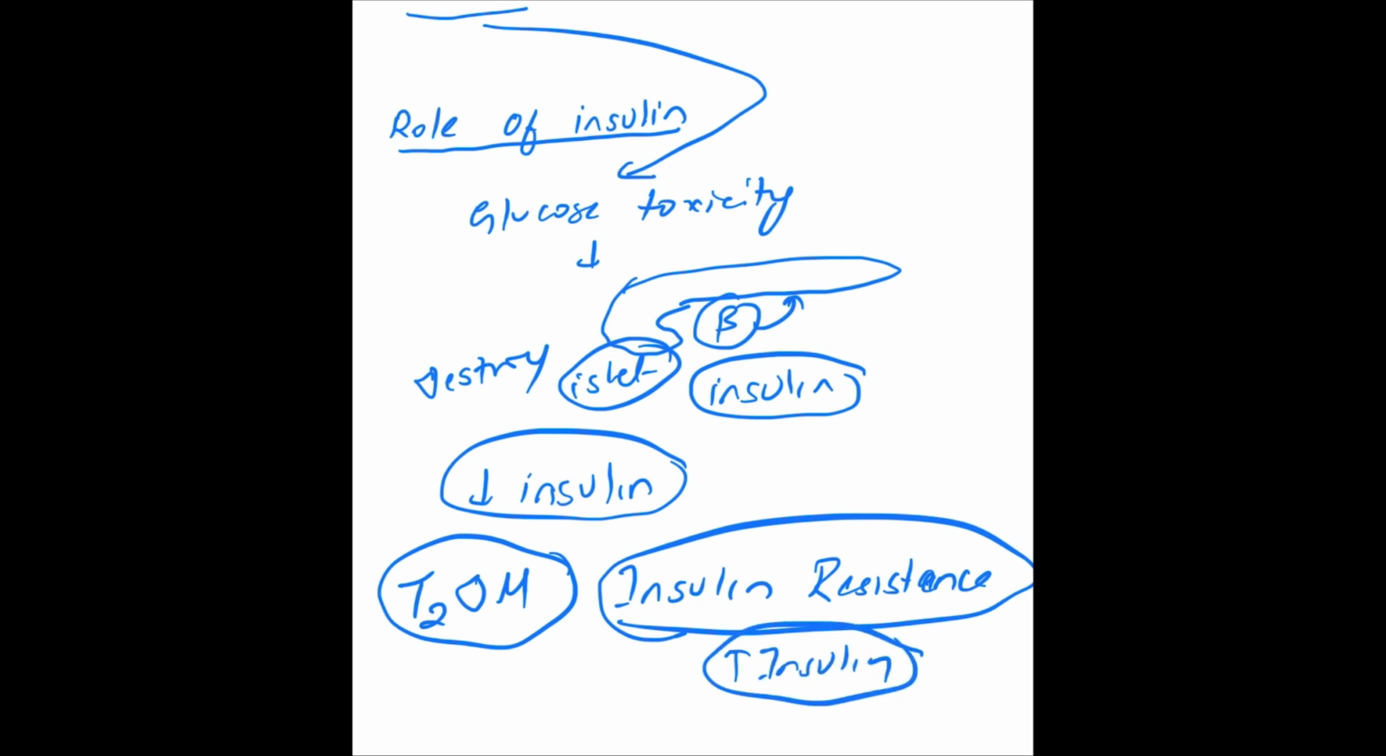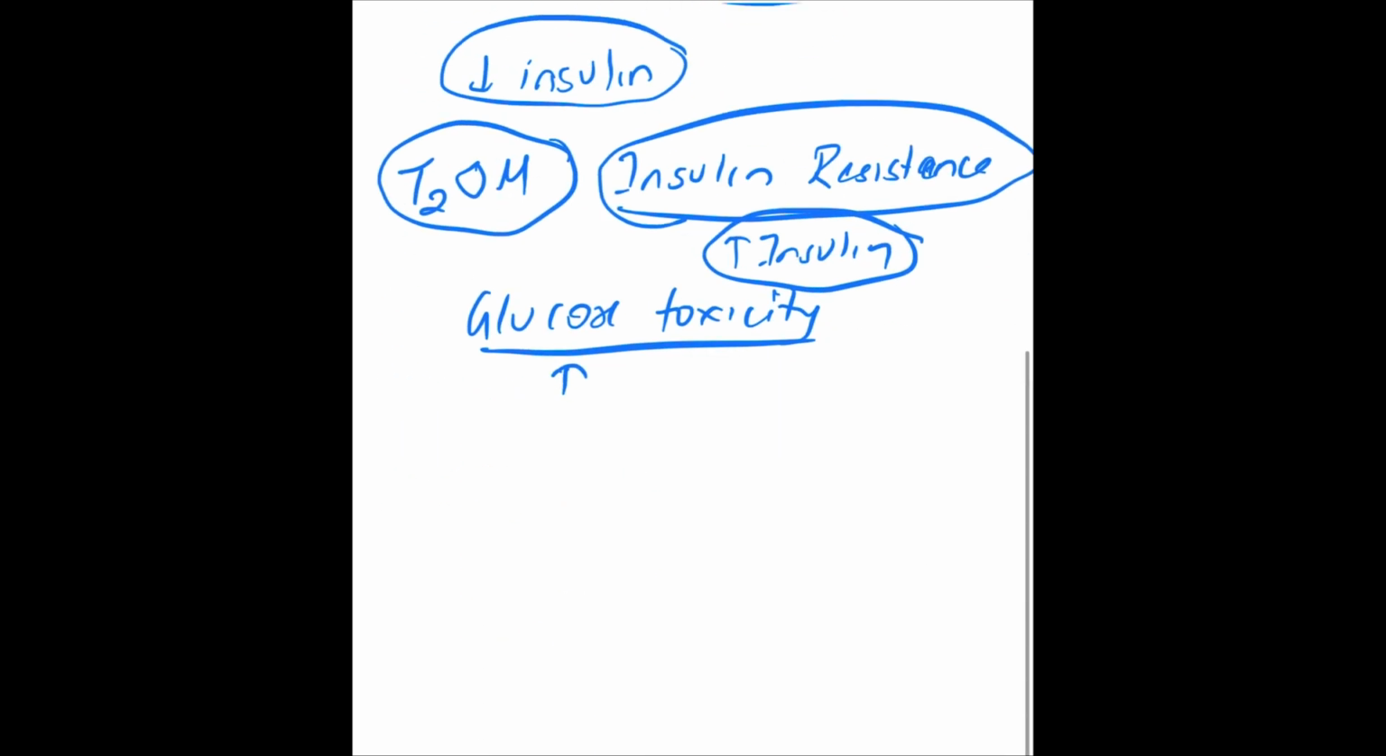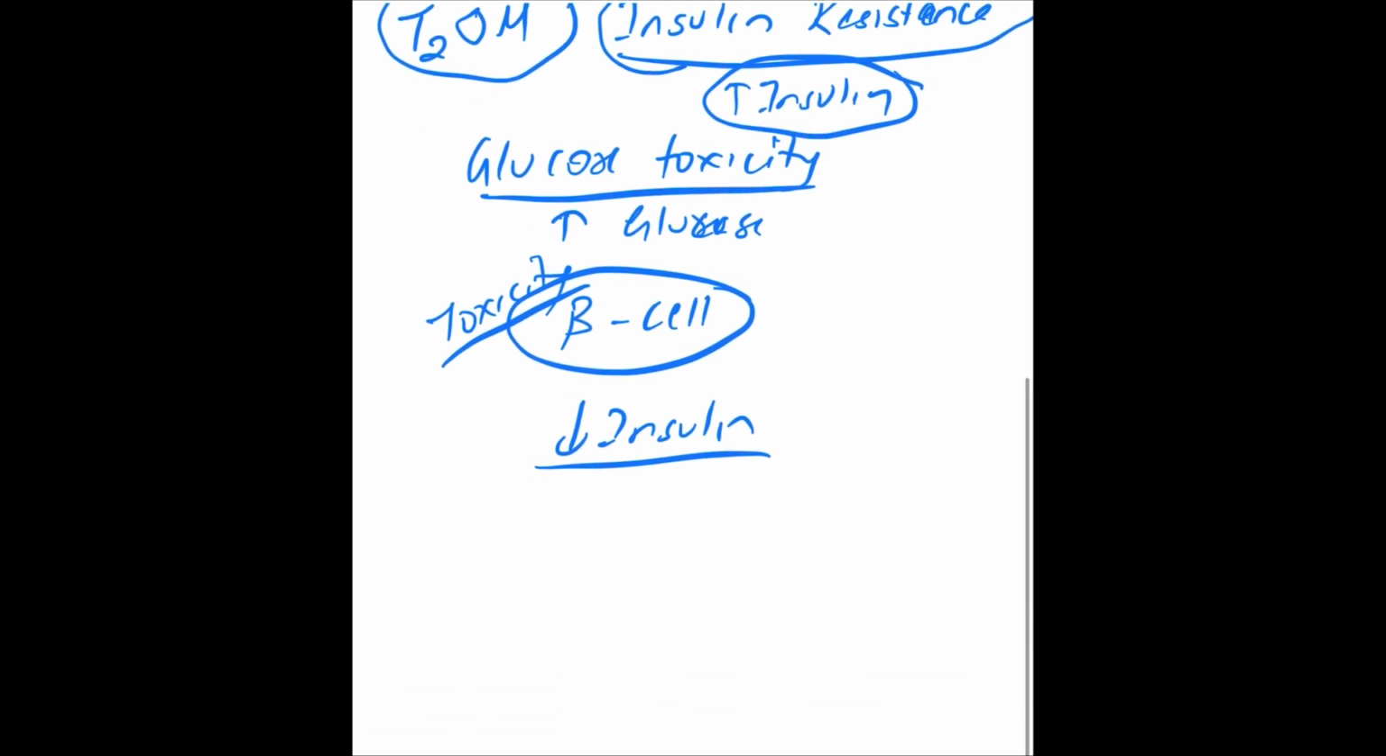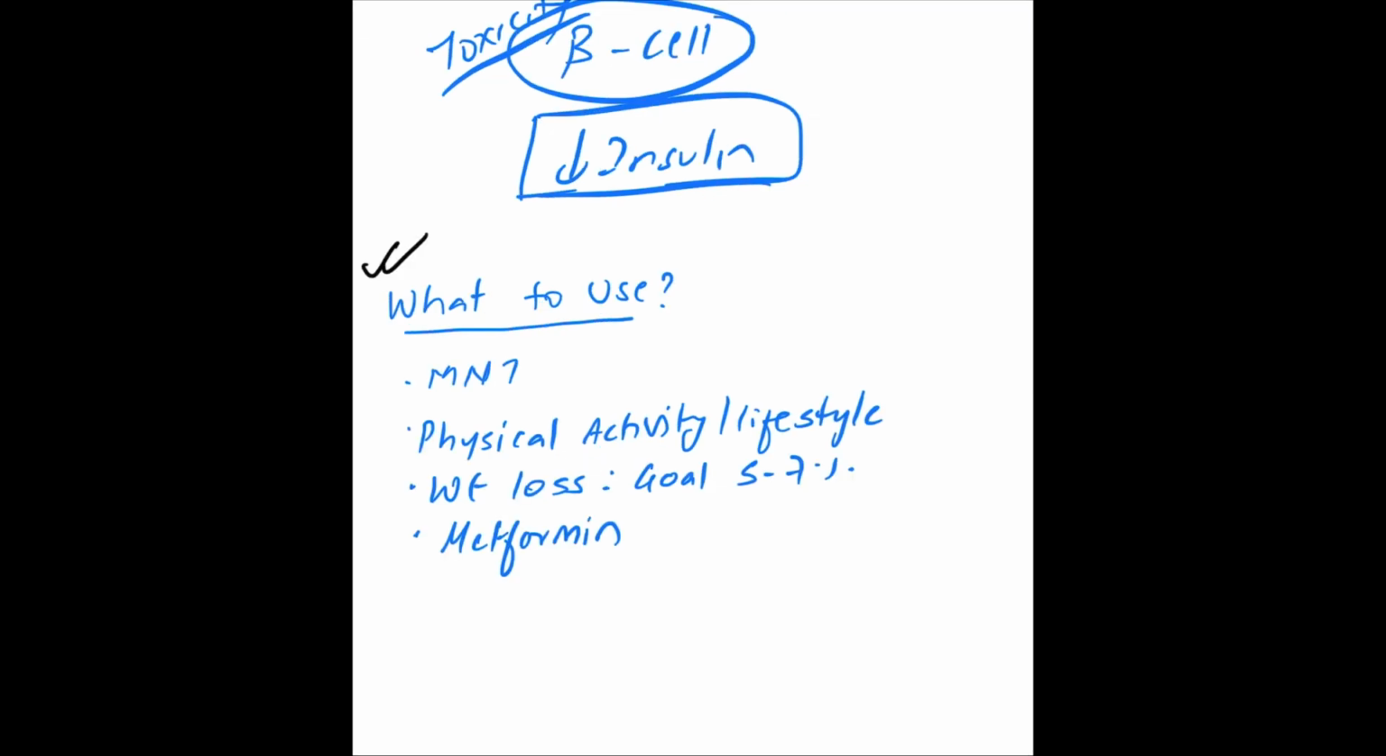But initially, during the phase of glucose toxicity, remember, because of increased glucose, your beta cells will have toxicity, islet cells will have toxicity, and there will be decreased insulin production. So you need insulin in the first instance. You have to remember this, it is a very good concept. After this, now let's learn what to use.